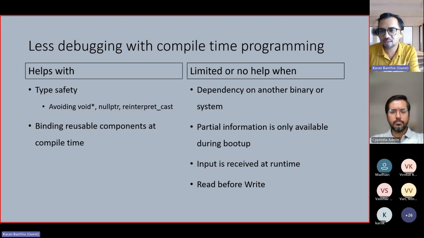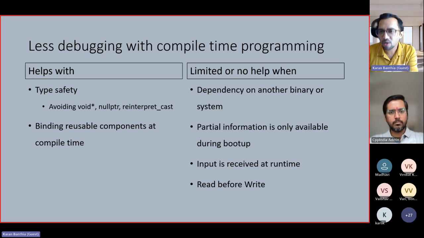What would be the scenarios? If your application is dependent on either another binary or some other master device, so that you get the information only after that binary is up or the device is up, or you want to read it from the file system, or the input is received in some way at runtime, or if it is a read before write kind of situation, so it is a memory allocation. So there you have to allocate memory. So reading to an external memory, those kinds of things.